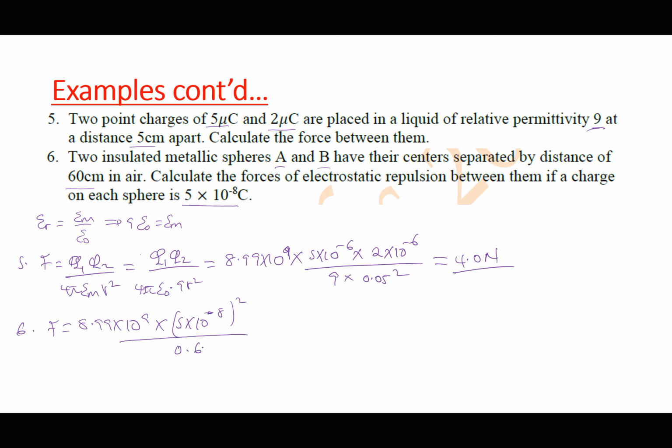0.6 squared. And we press our calculator. Pressing the calculator, I'm getting 6.24 times 10 power negative 5. So 6.24 times 10 power negative 5 newtons is the force between the two charges.